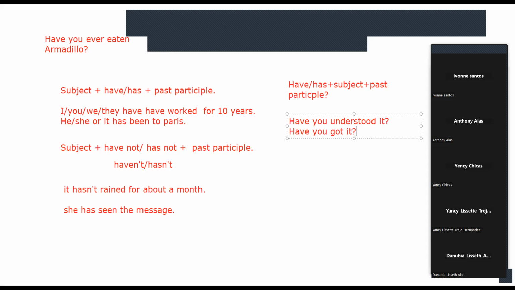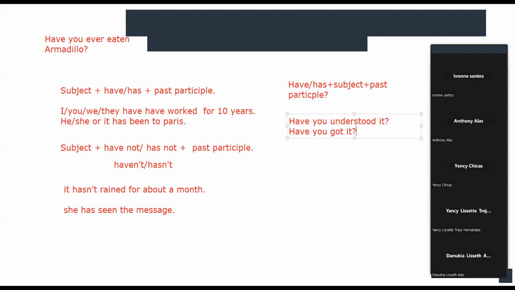Has it rained? Has it rained in your neighborhood? Has it rained in Chalatenango? Has it rained in Apopa? Has it rained in Santa Tecla? Has it rained in Merliot? And so on. Has it rained in Antigua, Cuscatlán? And so on. People, important. When I ask you about this one, usually you will tell me an experience. So everything will be in simple past.